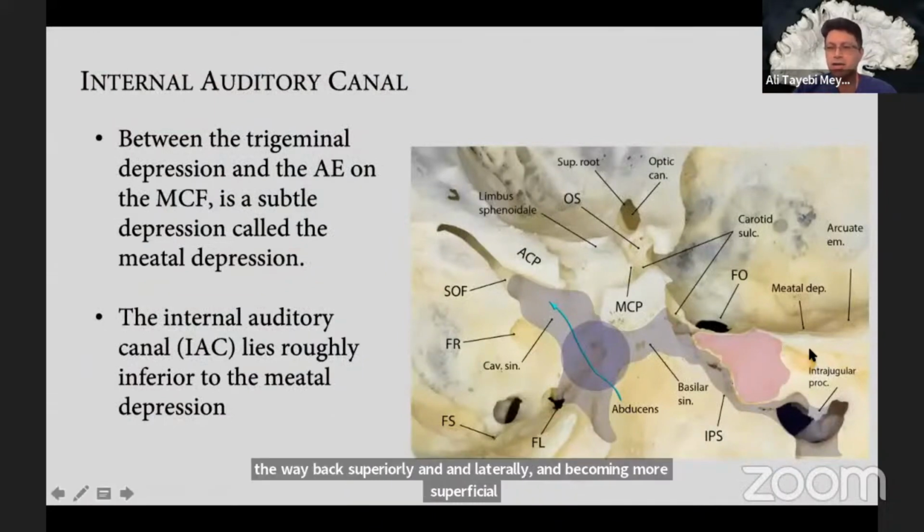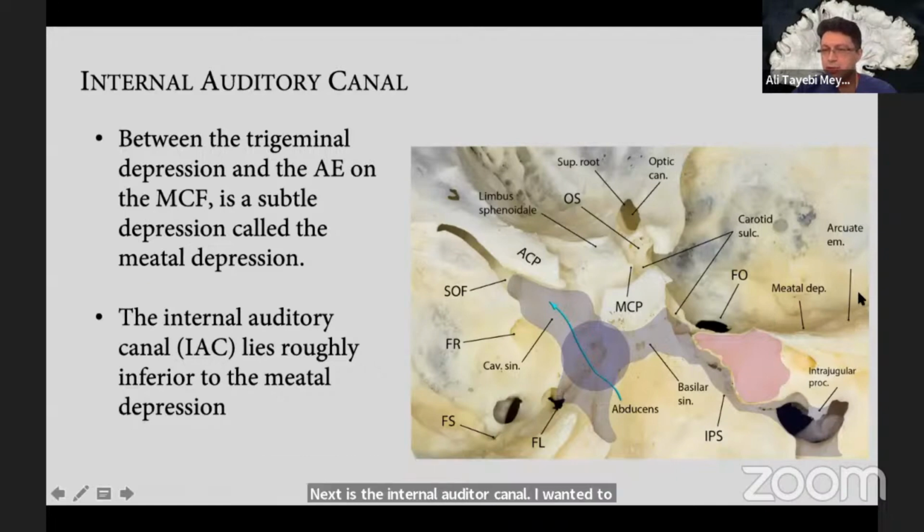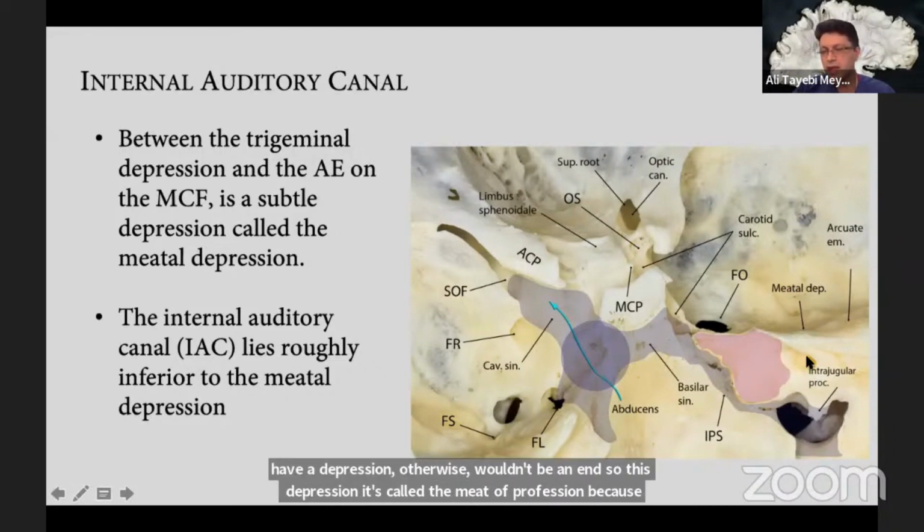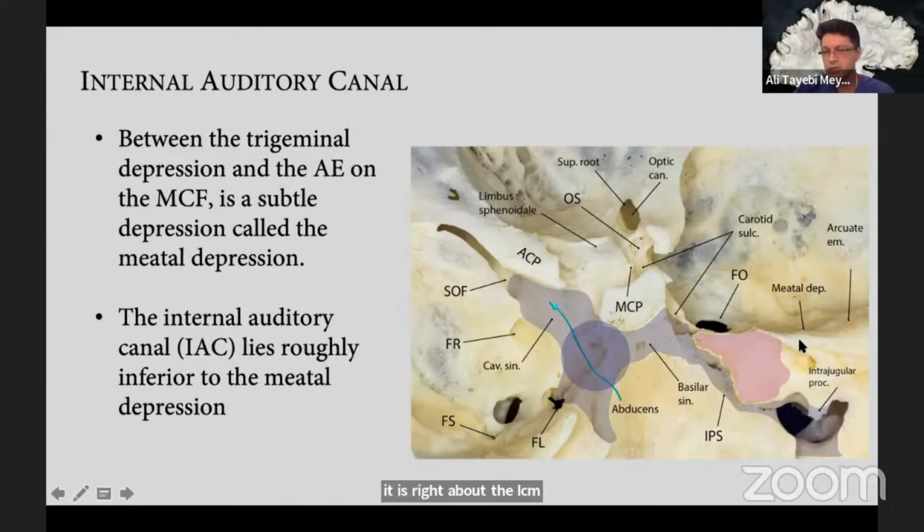Next is the internal auditory canal. I wanted to say that when you find the arcuate eminence, right next to it you should have a depression. Otherwise, it wouldn't be an eminence. This depression is called the meatal depression because it is right above the IAC, and this is the suprameatal tubercle as well. The tubercle is across the petrous ridge, but the depression is on the middle fossa floor.